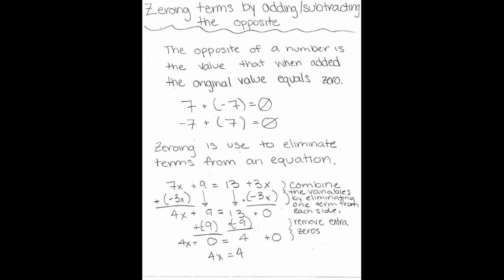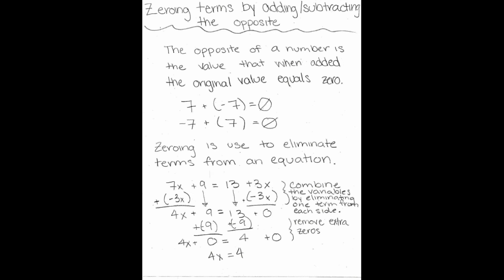After this first round of zeroing terms by adding the opposite, I have the equation 4x plus 9 equals 13 plus 0. Now, to get all of my constants on one side of the equal sign, I am going to again zero by adding the opposite. This time, I'm going to add the opposite of 9, which is -9, which will still get me 0. I must do what I do to one side to the other side, meaning I will take away 9 from 13, leaving me with 4.